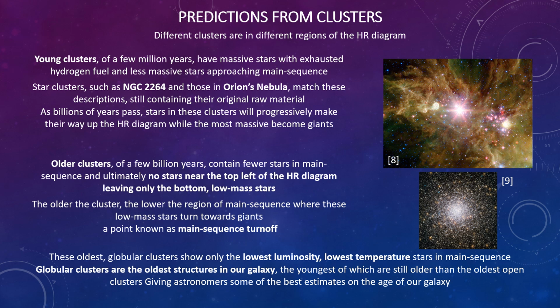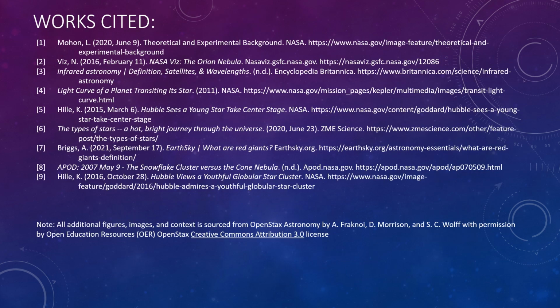These oldest globular clusters show that the lowest luminosity, lowest temperature stars in the main sequence are present. Globular clusters are the oldest structures in our galaxy, and the youngest of which are still older than the oldest open clusters. This gives astronomers some of the best estimates on the age of our galaxy. This concludes Lecture 15.